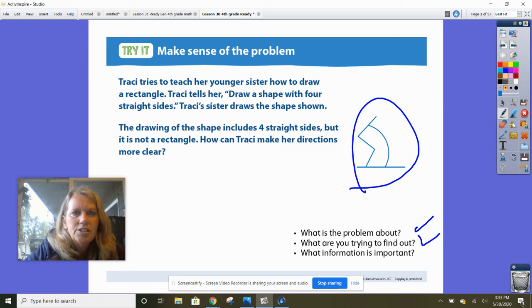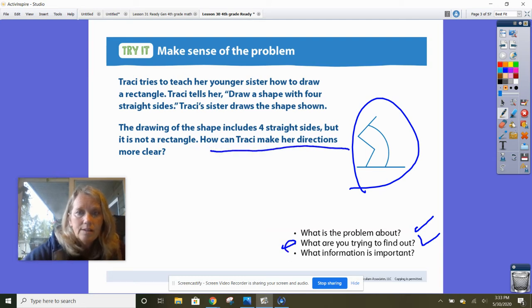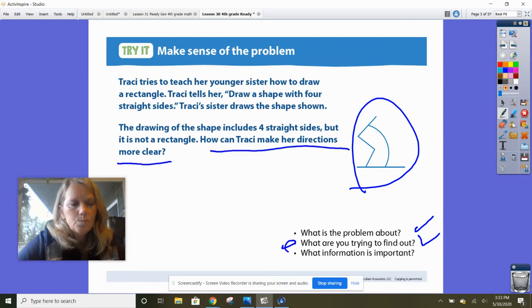Tracy tries to teach her younger sister how to draw a rectangle. Tracy tells her, draw a shape with 4 straight sides. Tracy's sister draws a shape shown. This drawing of the shape includes 4 straight sides, but it is not a rectangle. How can Tracy make her directions more clear? So we're trying to find out how to be more specific with our directions with geometry.